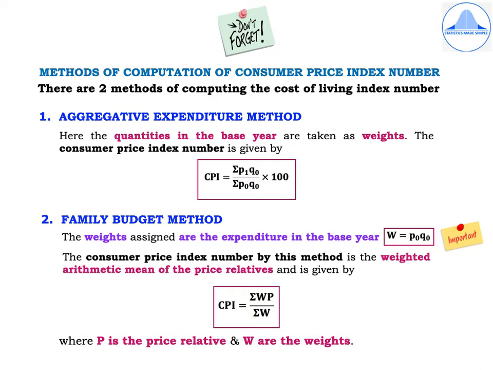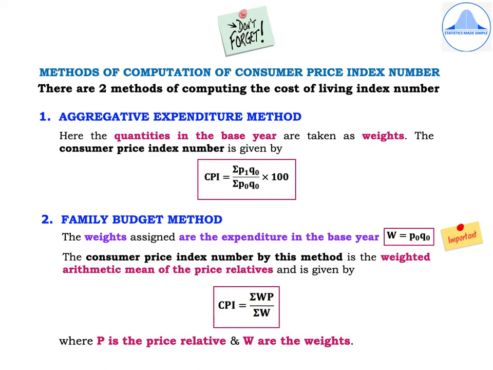Let us now learn the methods of computation of Consumer Price Index Number. There are two methods of computing the cost of living index number. The first one is the aggregative expenditure method, and here the quantities in the base year are taken as weights. So the Consumer Price Index Number is given by CPI = ΣP1Q0 / ΣP0Q0 × 100. If you look at this formula, it is similar to the Laspeyres price index number. The second formula is the family budget method.